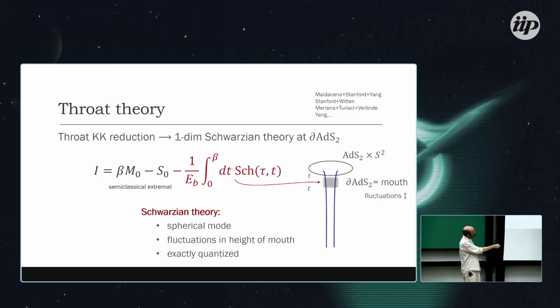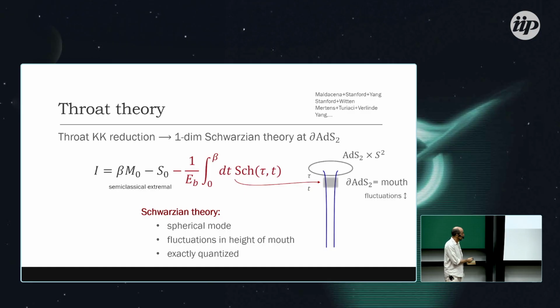That's where the mouth of this very long throat connects to the asymptotically flat region. I'm not going to go into details here. There are experts here, people who are much more expert than I am at studying this theory. It's been a big effort over the last decade. The theory that controls the fluctuations of the mode, how this fluctuates up and down in a homogeneous way, is called the Schwarzian theory.